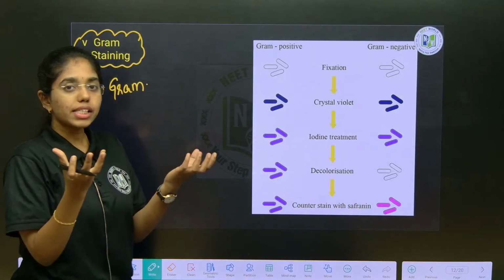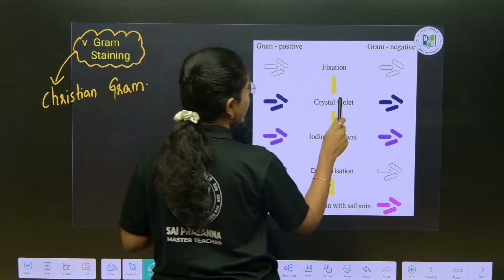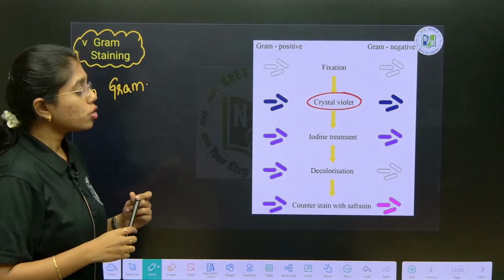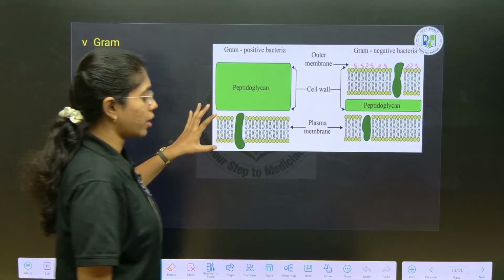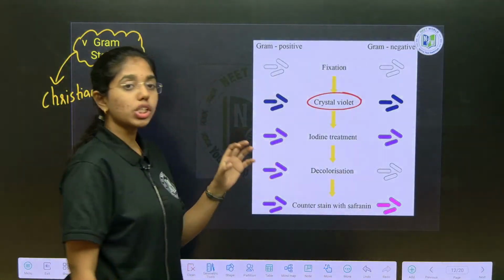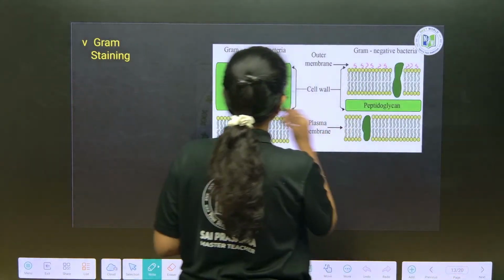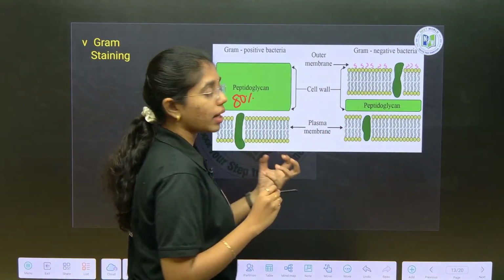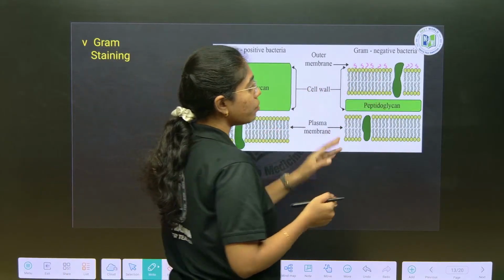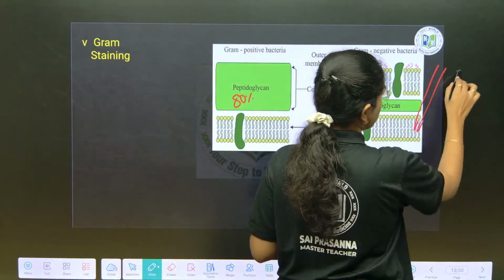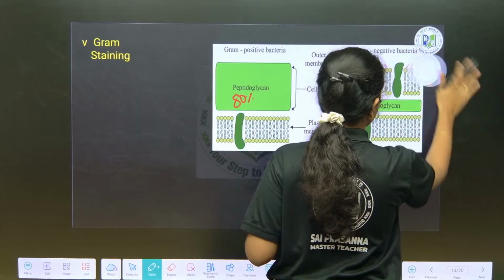What did he do? He took two different bacteria in two different petri dishes, and first he stained them with crystal violet color. The cell wall has peptidoglycan, which has both proteins and sugar molecules. A cell wall with a high amount of peptidoglycan, like 80%, will absorb the crystal violet stain too much, and the bacterial type with less peptidoglycan, just 20%, will not absorb the crystal violet stain.